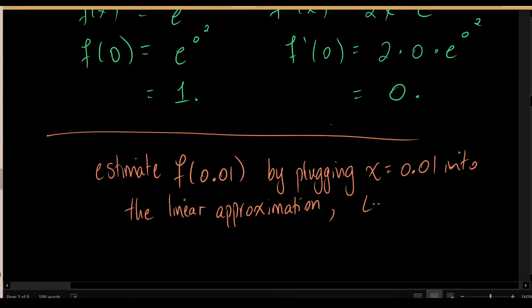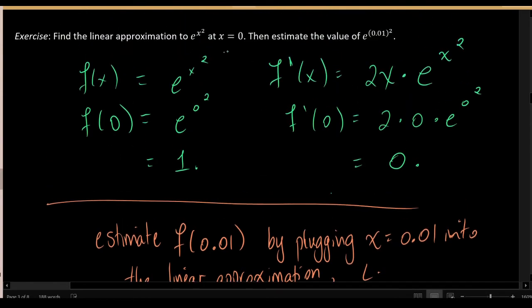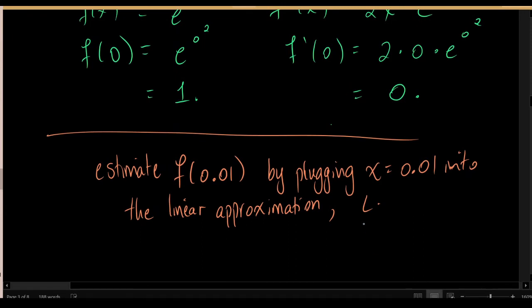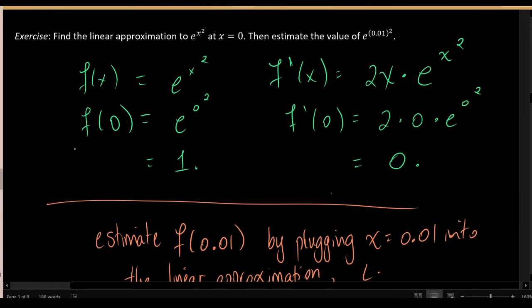Point 0.01 is pretty close to x equals 0, so the behavior of the linear approximation should be a pretty good representation of the behavior of the original function. In other words, the tangent line is going to be pretty close to the actual function's curve. So let's use this information about what happens to the function at x equals 0 to construct the linear approximation.